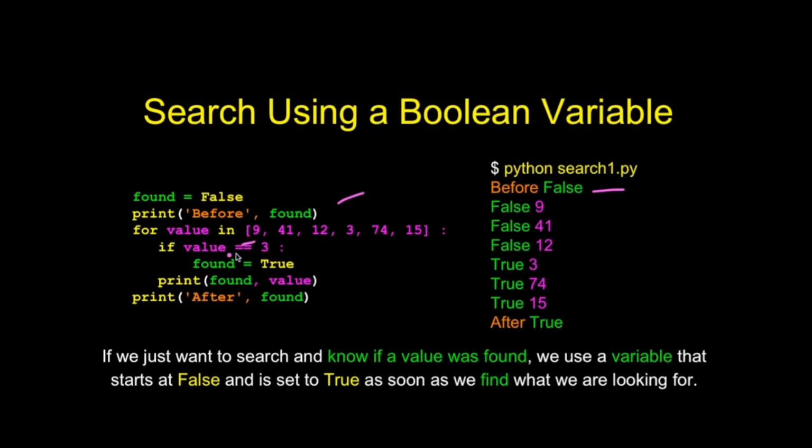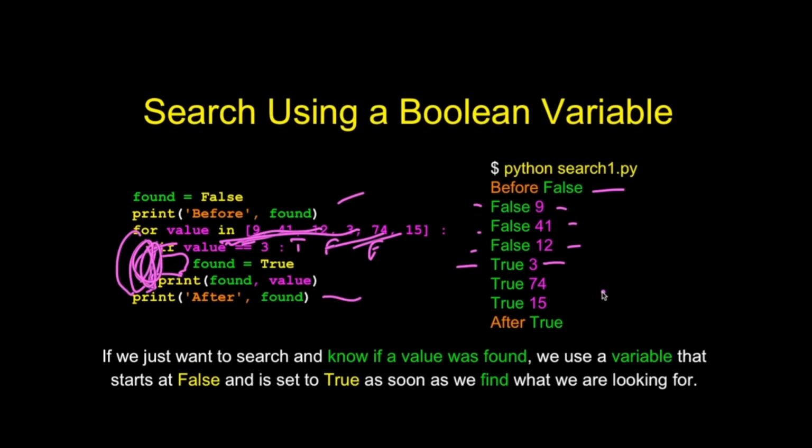9, is that true? No, skip. 41, is that true? Skip. 12, skip. Right? So 9, 41, 12. And found has remained false because we haven't done anything to it. But now in comes a 3. And this becomes true. So it runs this code. So found becomes true. And then we print it. And you'll notice that when we see a 3, we get true. And then it runs again. We get 74. It's still false. 15. It's still false. Run, run, run, quit. And the residual afterwards is true.